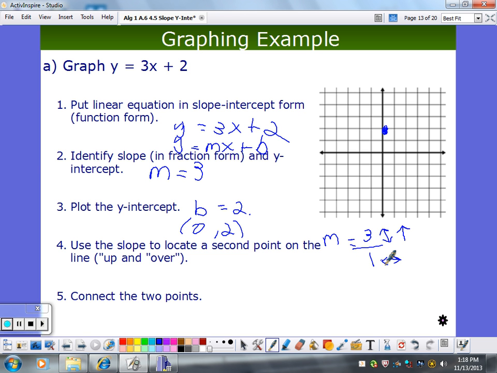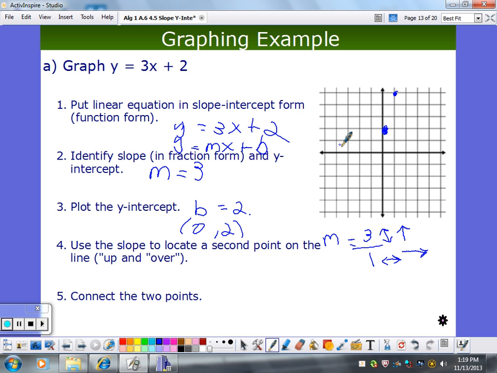Okay, and then 1 is my horizontal. Do I go right or do I go left? Right. How come I go right? Because it's positive. So where do I start from? No. You start from a point on the line. Now I've only got one point on the line, the y-intercept, so I'm going to start from there. According to my slope, I go up 3, that's my vertical change, and then I go right 1, that's my horizontal change. Okay?